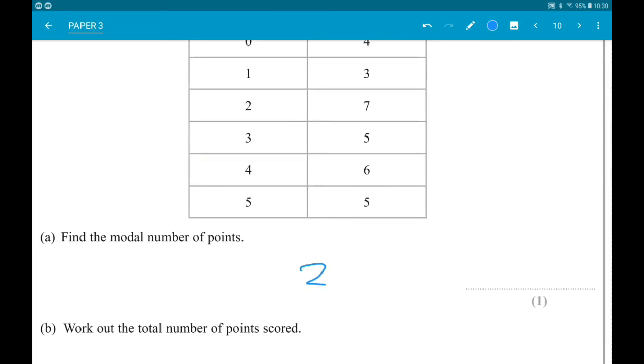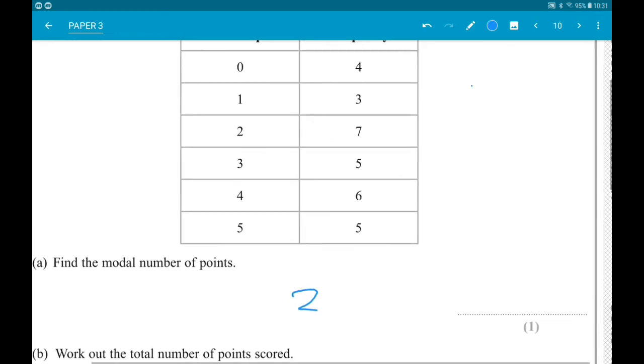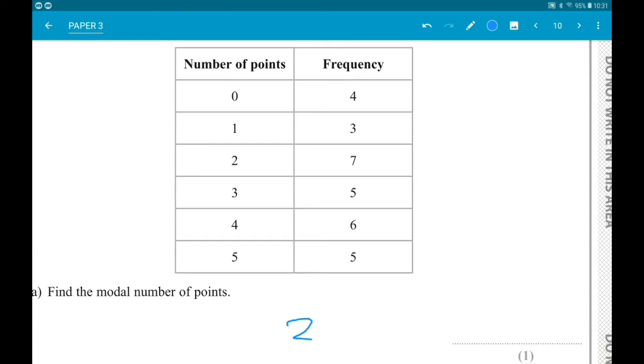Part B wants us to work out the total number of points scored. Okay, so going in from the top, 4 students scored 0. So that's 0 points. 3 students scored 1 point. So that's 3 points. 7 students scored 2 points. That's 14 points.